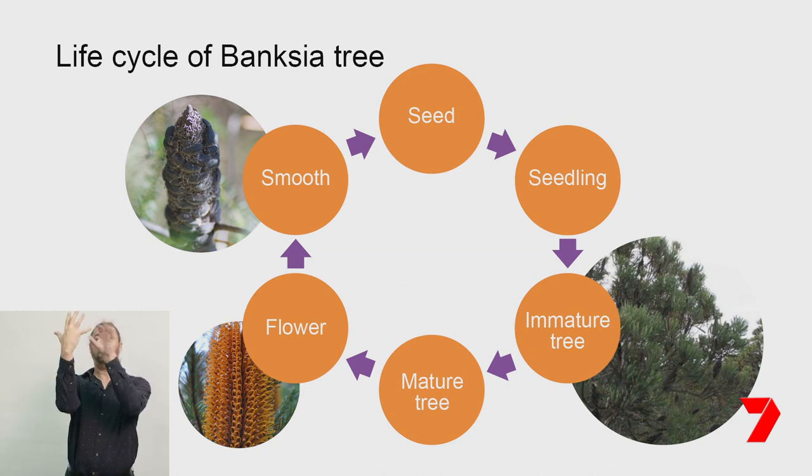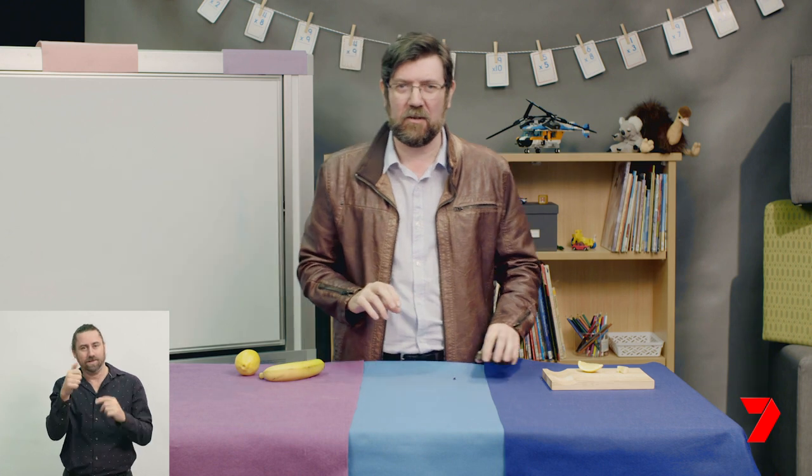From the flowers, woody seed pods develop, and the seeds can be dispersed across the land by the hot wind of a fire so that new plants can grow and the cycle can continue. So, the Banksia tree has six stages of its life cycle.